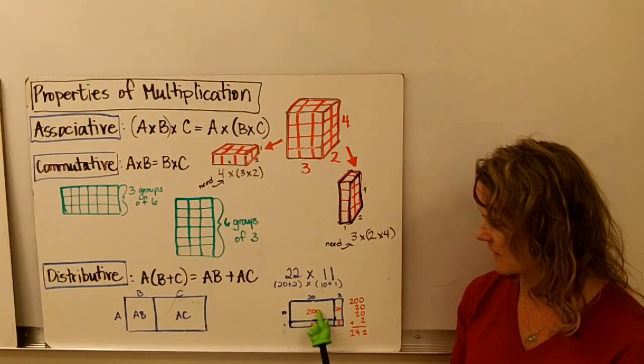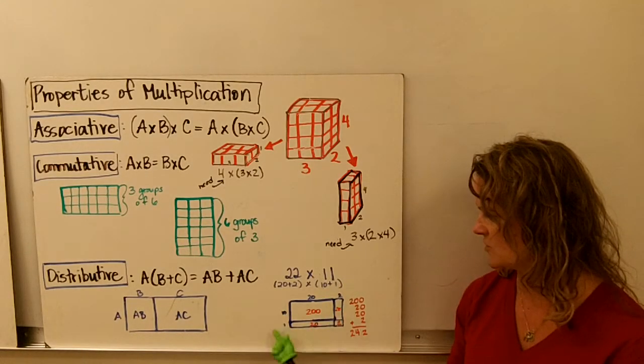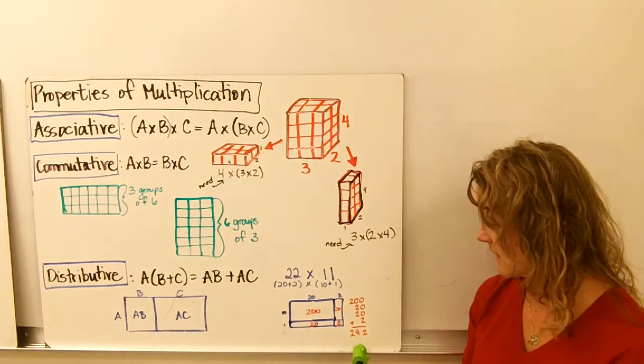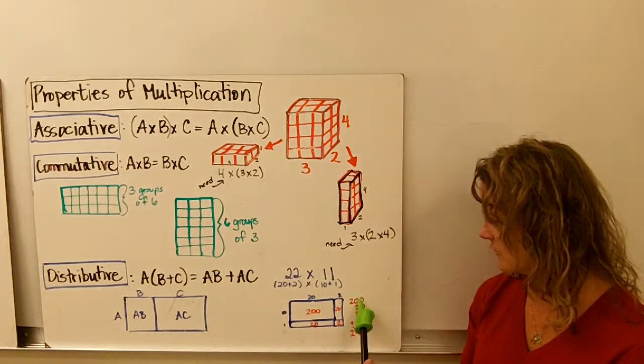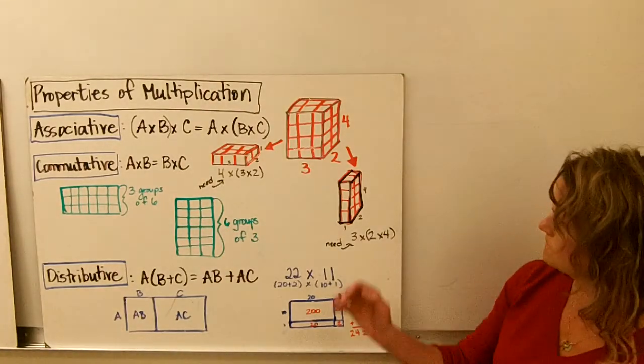So 20 times 10 gives me 200, 20 times 1 gives me 20, 2 times 10 gives me 20, and 2 times 1 gives me 2. Then what I simply do is add up my partial products to get my total product. So I'm adding up 200 plus 20 plus 20 plus 2, and I get 242.